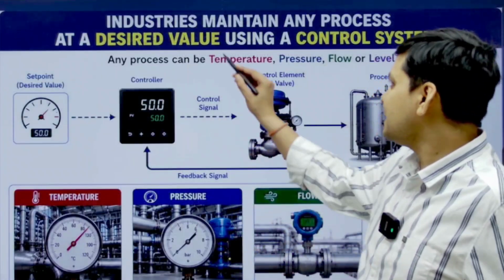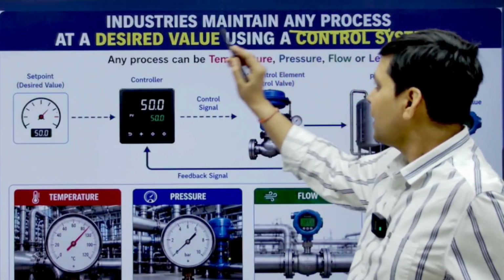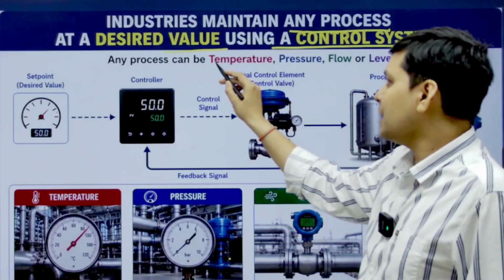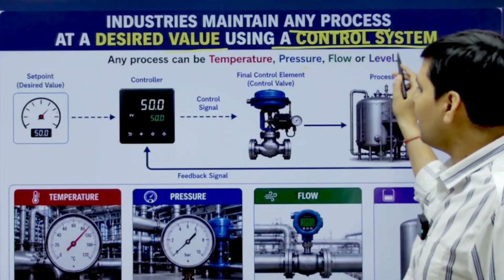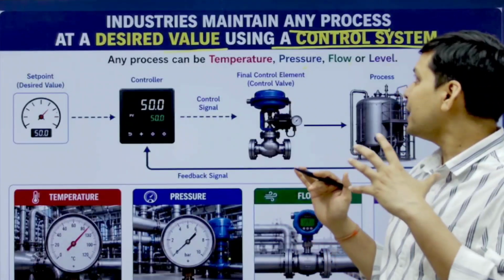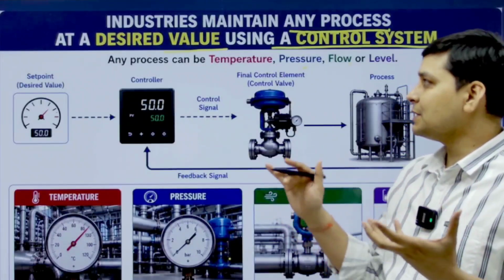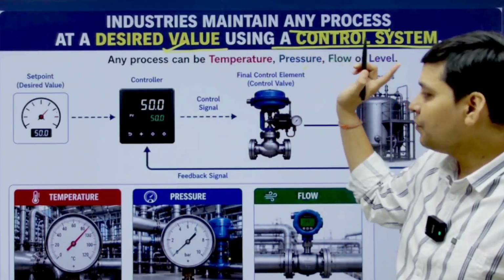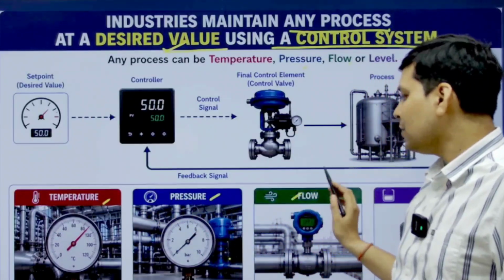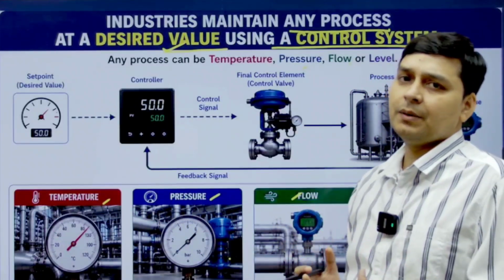Look friends, industries maintain any process at a desired value using a control system, and any process can be temperature, pressure, flow or level. So a control system is used to maintain the process at any desired value, and it is used for temperature, pressure, flow, level and other parameters.